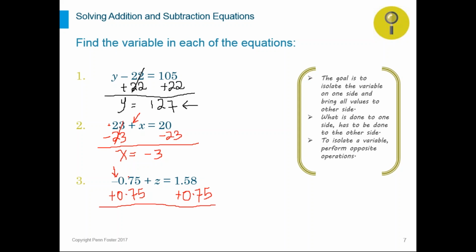So negative of the value plus the value itself is just nothing, 0. And then you have a z on the left-hand side, and you can use your calculator to add these two decimals. We're not learning how to add decimals manually, so it is okay to use your calculator at this point. When you add those two decimals, you will have the final answer. 2.33 is the value of your variable.